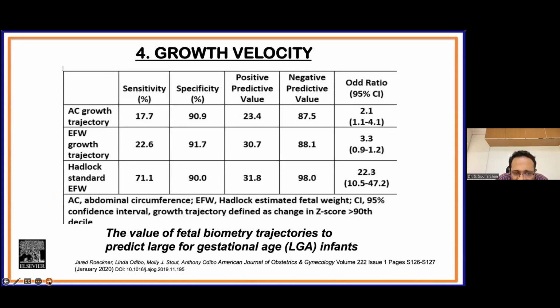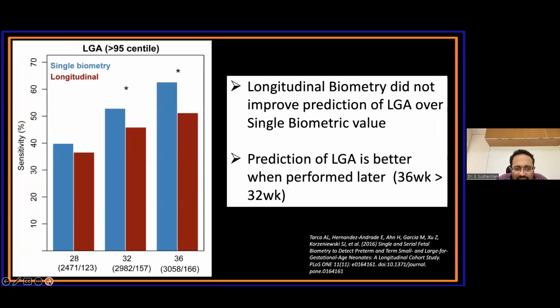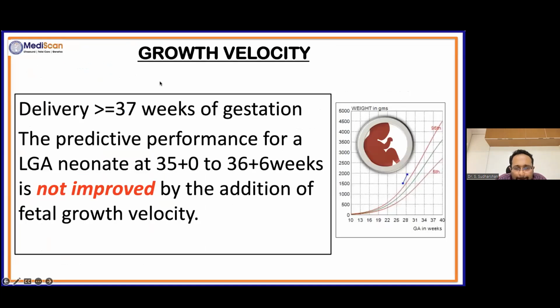So things are changing. What we thought was extremely good a few years ago has changed significantly with availability of recent evidence. Again, one more piece of evidence which showed that a longitudinal biometry did not improve the prediction of macrosomia over a single biometric value. And again, versus 28 to 36 weeks, the prediction of macrosomia is much better when performed later.